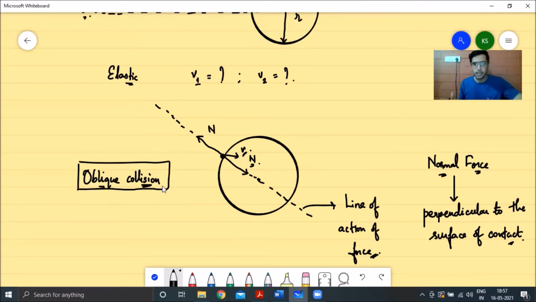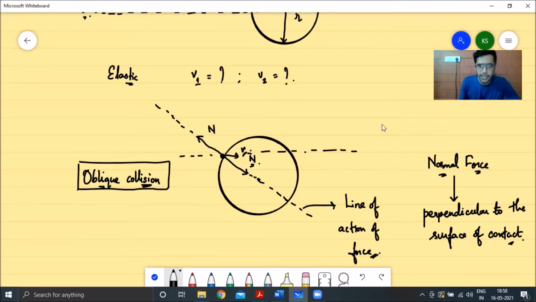So the first thing to identify whenever you're dealing with any collision problem is, am I dealing with a head-on collision problem, or an oblique collision problem? And this is how you'll always be able to tell, right? If your velocity is lying in a different line than the line of action of force. In this case, the motion of the particle is lying along this line, correct? So whenever the velocity of the particle is lying in a different line than the line of action of force, we say that the particle is undergoing an oblique collision.